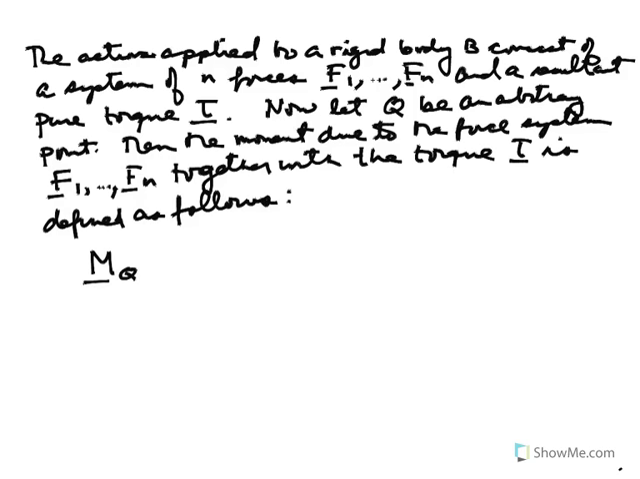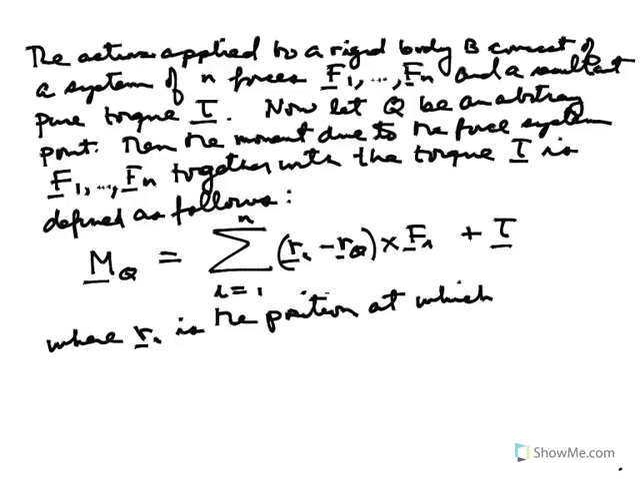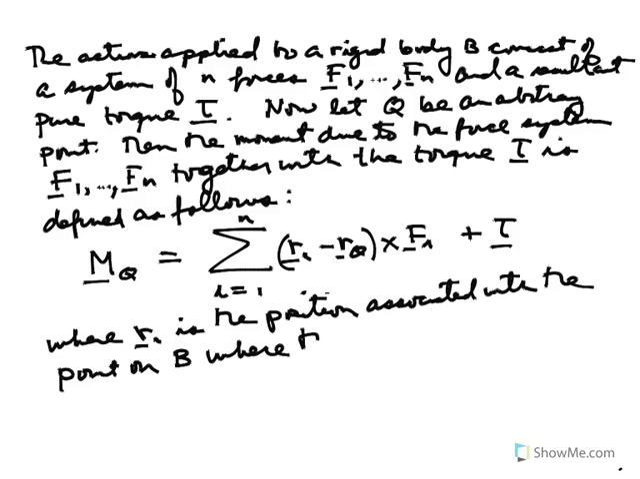We say that the moment relative to point Q is equal to the sum from i equals 1 to n of Ri minus Rq crossed with Fi plus tau, where Ri is the position, or I should say the position on B, is the position associated with the point on B where the force F sub i is applied.